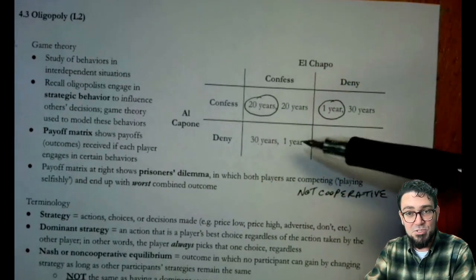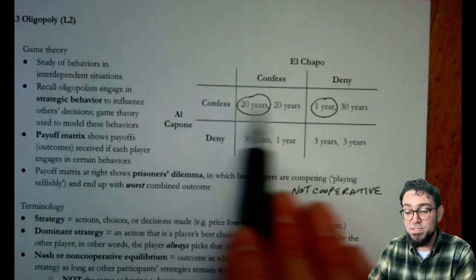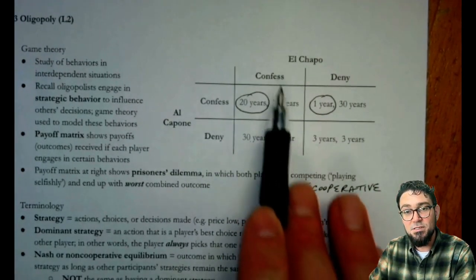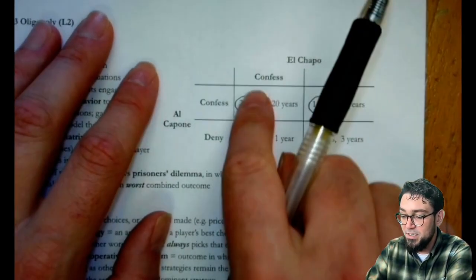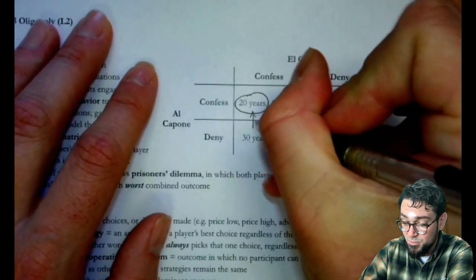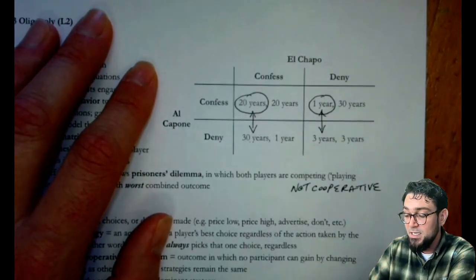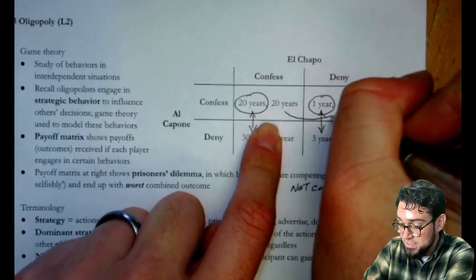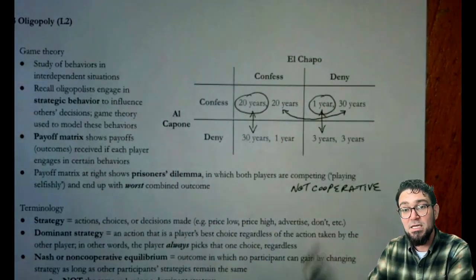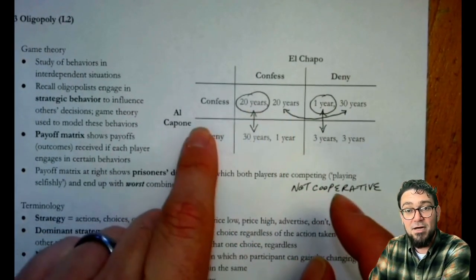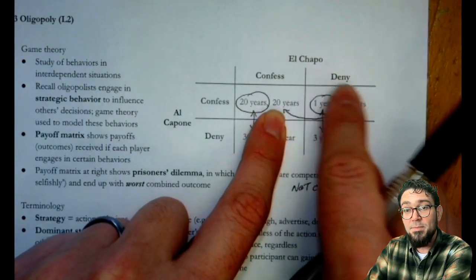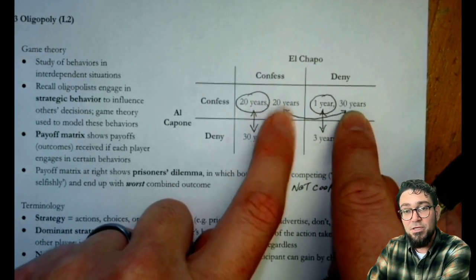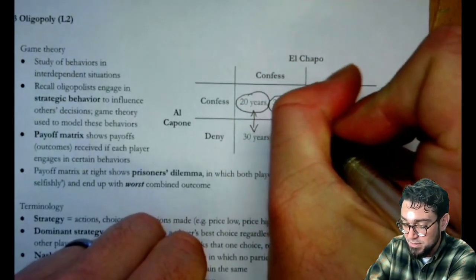Now let's look at it from El Chapo's perspective. Well, El Chapo knows that Al Capone is going to confess. He knows that that's the dominant strategy. And so El Chapo can confess and get 20 years. So I'm going to kind of switch thinking. Before, I was comparing these 20 and 30, right? But now, as El Chapo, I'm facing 20 or 30 years here. So I'm comparing these two numbers, because I could confess and get 20 years if Al Capone confesses, which I know he's going to do, or I can deny and get 30 years if Al Capone confesses. So 30 years or 20, I'm El Chapo, I would rather get 20 years.